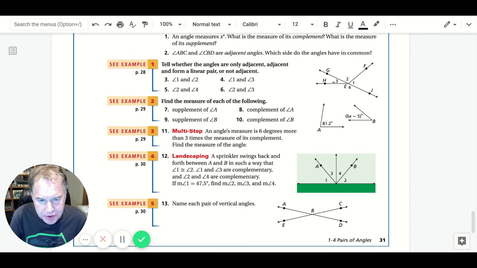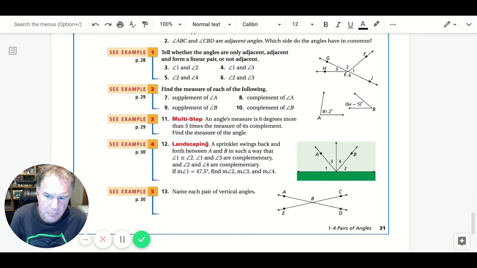2 and 3 in the picture are next to each other. They're adjacent. They don't make a linear pair though. 1 and 4 are adjacent. 1 and 2 are adjacent. Like 3 and 1, they don't share a side. They're not adjacent. And they certainly then don't form a linear pair.